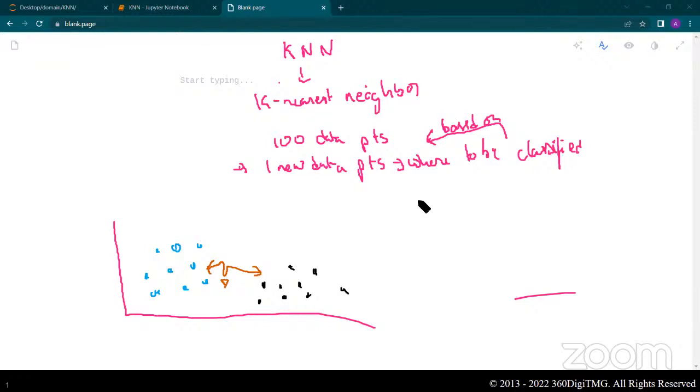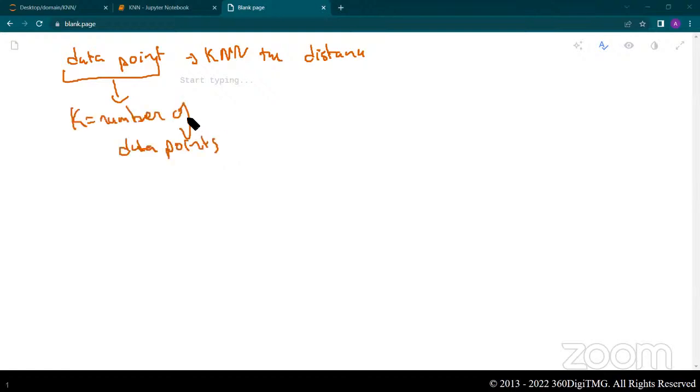So how does this algorithm work? For any individual data point, KNN will find the distance. Distance between what? The data point and K number of data points. How many data points you want to take? That is K, number of data points. So you could have 10, you could have 5, you could have 1. And it will vote for the category that is most frequent. So if you have 5 categories, it will pick which category is most frequent.